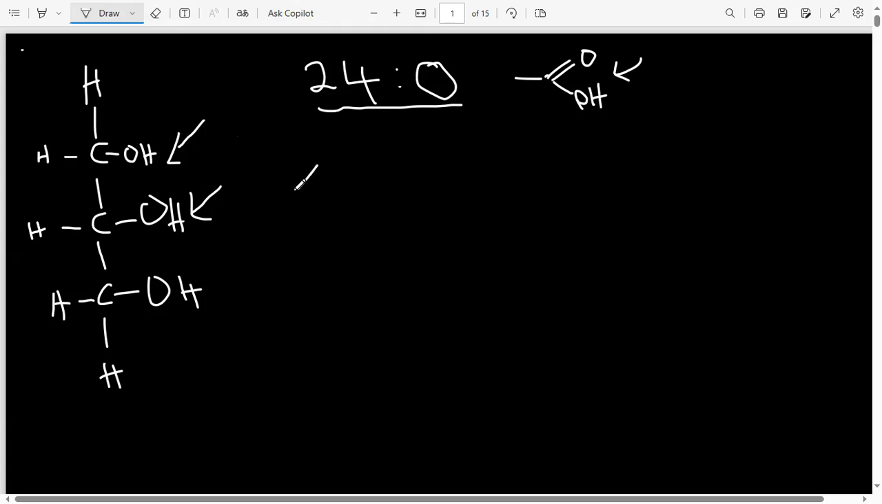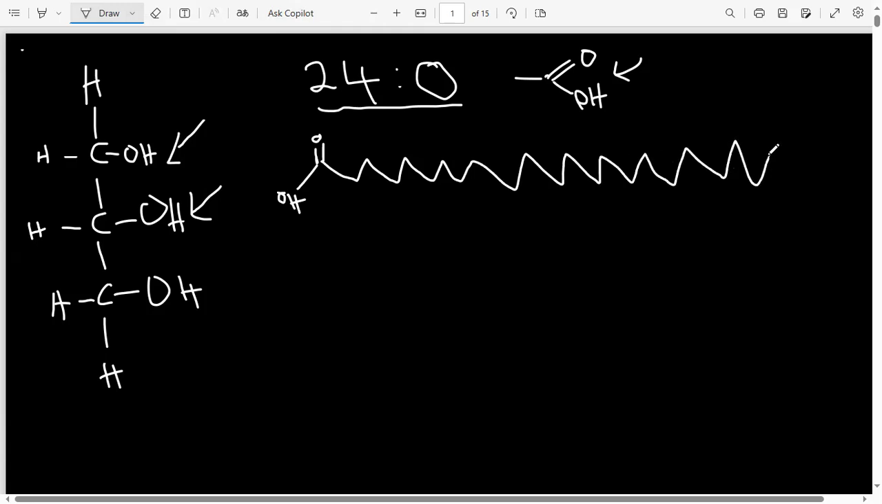You first write the carboxylic group like that, and then you count 24 carbons. So the first carbon is just right here. So I'm going to say 1, then 2, 3, 4, 5, 6, 7, 8, 9, 10, 11, 12, 13, 14, 15, 16, 17, 18, 19, 20, 21, 22, 23, 24. So we have drawn 24 carbons attached to this one. So this is the first fatty acid.